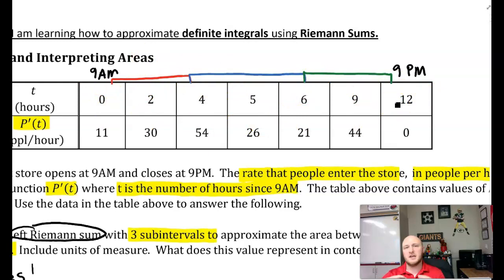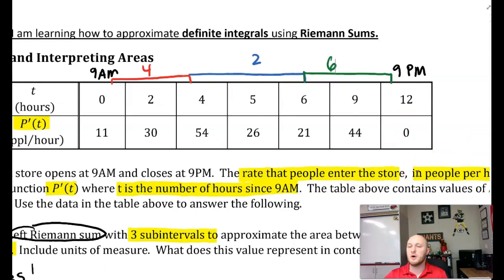Notice if it was not indicated by the table, and it was equal subintervals from 0 to 12, I would divide 12 by 3, which would be a width of 4. So 0 to 4, I have that interval, but notice, do I have 4 to 8? I don't have data on 8. So they want it indicated by the table, so here are our widths. Just making note, our first width is 4, our second width is 2, and our last width is 6. Okay, so there are our widths.